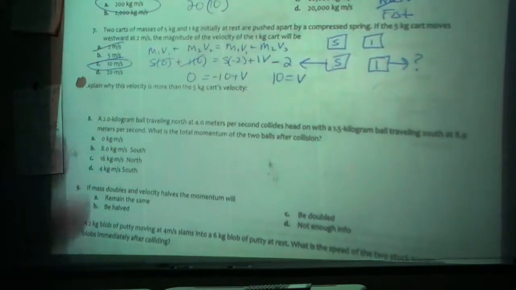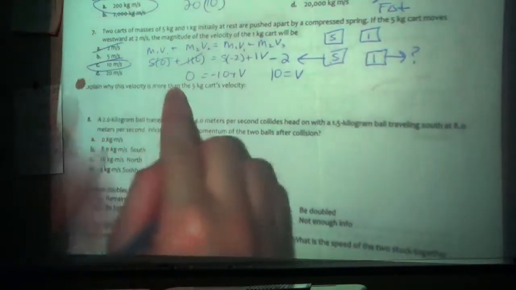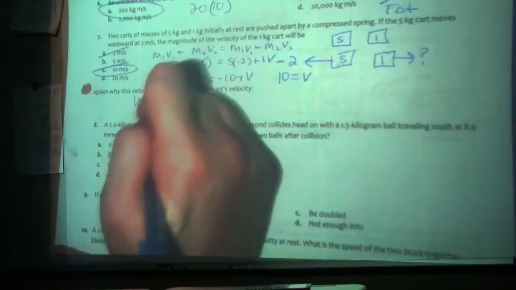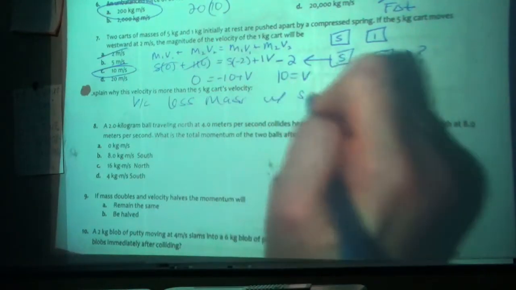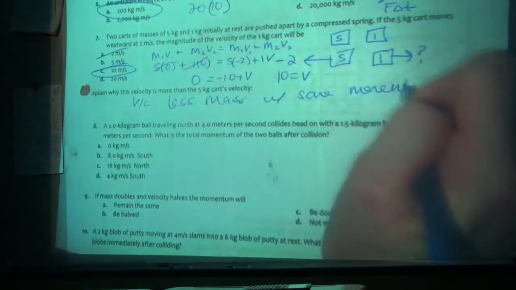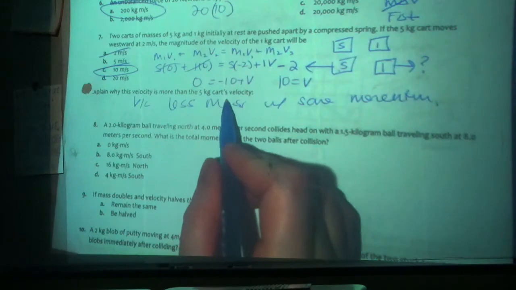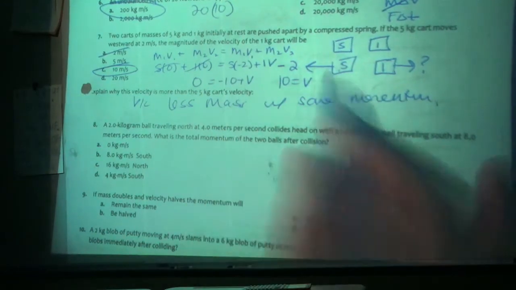Momentums, not velocities. Explain why this velocity is more: because this one has less mass with the same momentum, so it has to go faster. If it has less mass, it has to make up with faster velocity to have the same momentum as this guy.